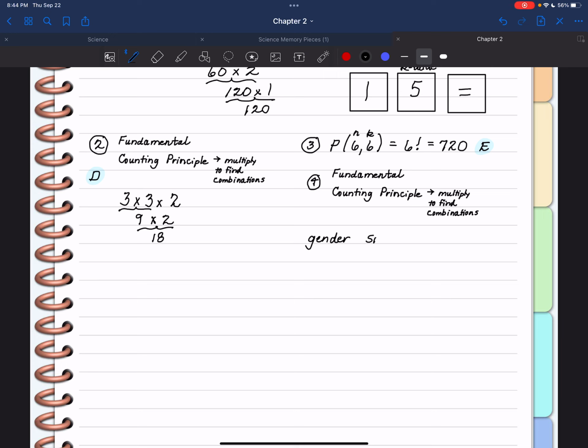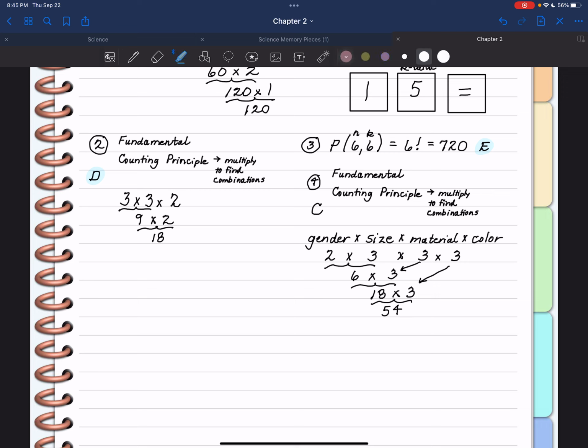So the fundamental counting principle tells us to multiply. You can do this on your calculator just fine. And so here's 18, and then 18 times 3 is 54. I'm going to double check that because I don't trust myself. So all clear, 2 times 3 times 3 times 3 equals 54. So there are 54 different possibilities for this one. So I like answer C on that one.